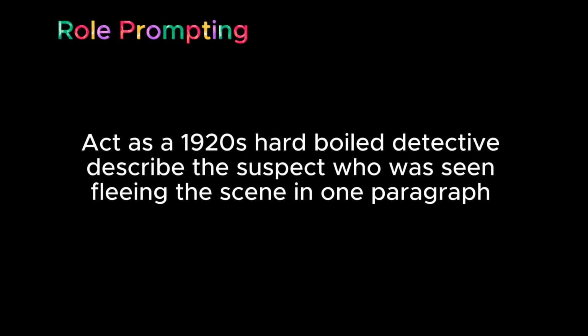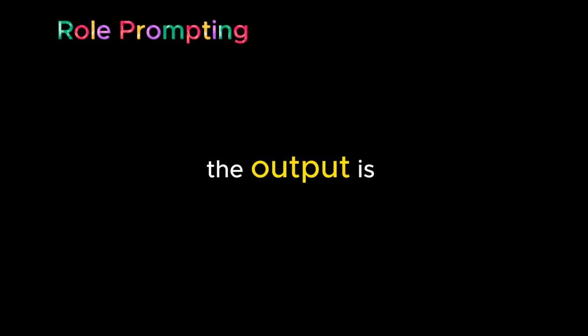Act as a 1920s hard-boiled detective. Describe the suspect who was seen fleeing the scene in one paragraph. The output is: The stiff was a mug, see? Tall, wearing a fedora pulled low, and a coat the color of stale cigar smoke. He moved with a jittery kind of speed, like a cheap clock winding down, and vanished into the rain-slicked alley before I could even light my cigarette.